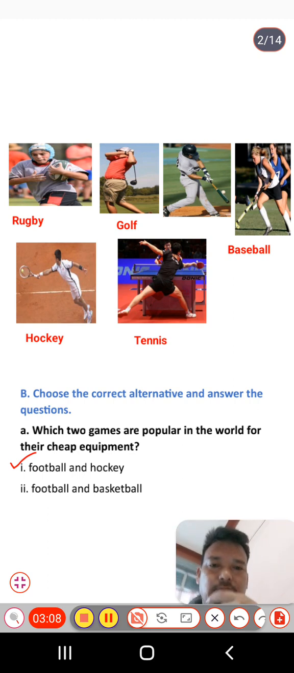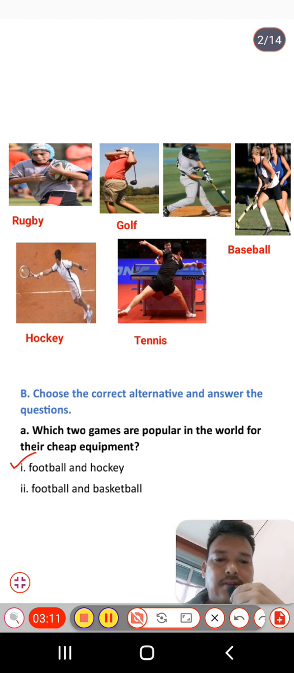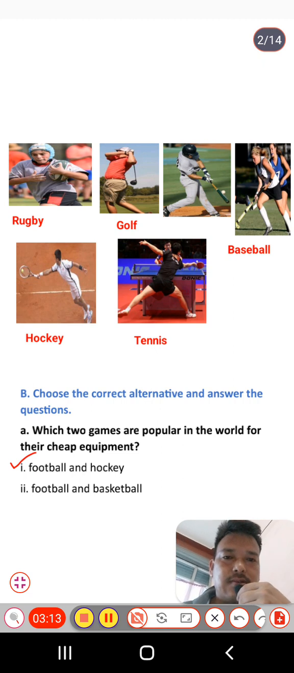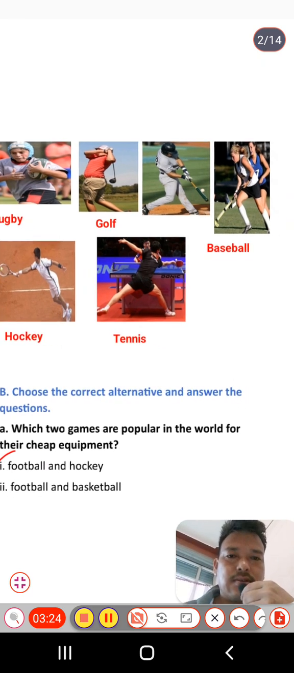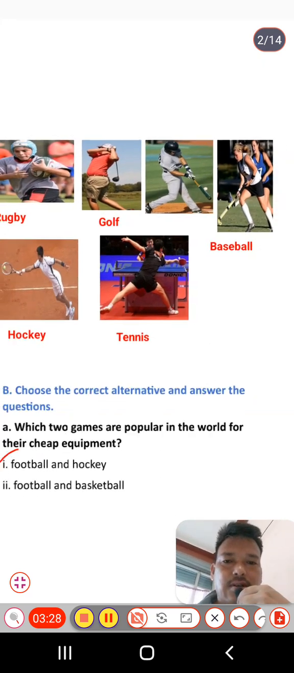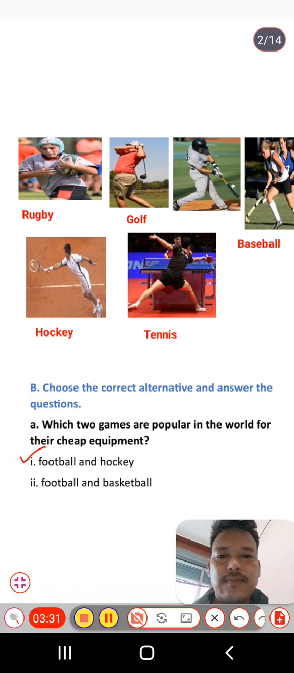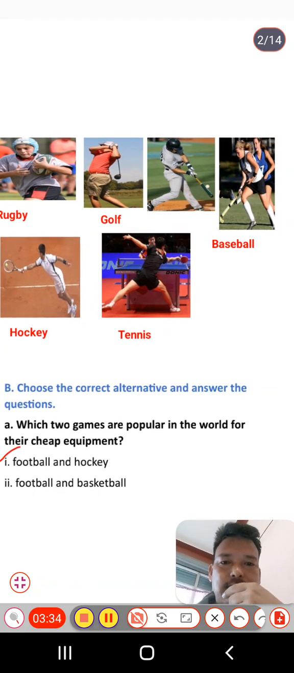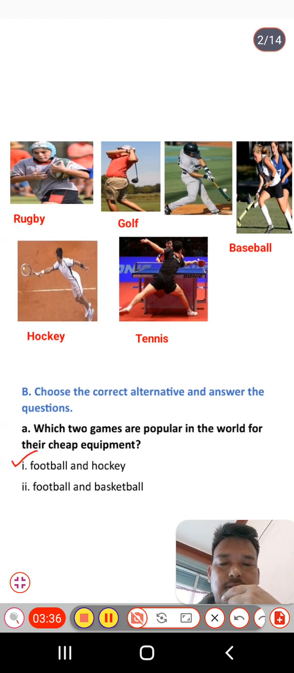So these are the pictures of the sports, students, that you are all familiar with. As we can see, the first picture is of rugby, the second is golf, and the third is baseball. Yes, and the fourth one is hockey, and then this is tennis, and the last one is table tennis. So these are some sports pictures that you must be familiar with.